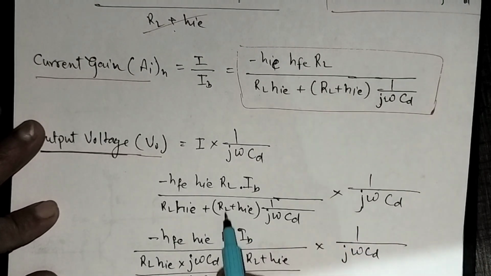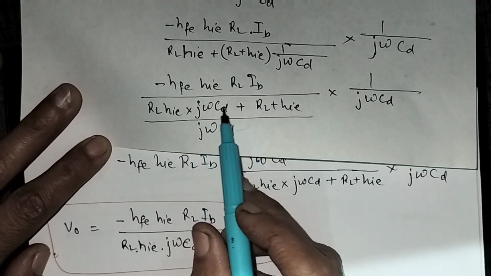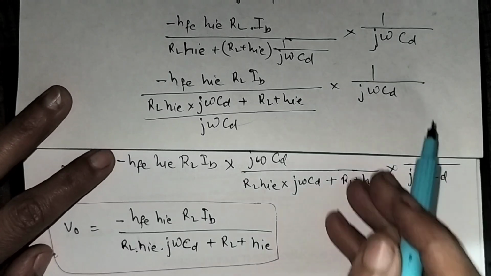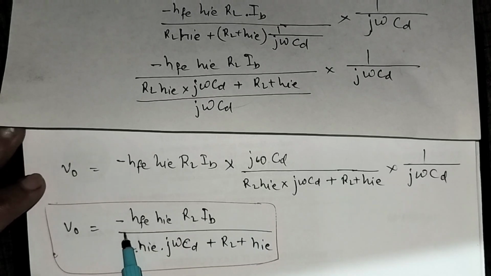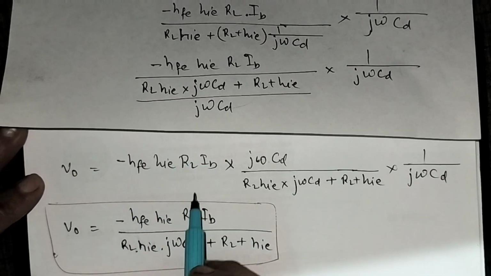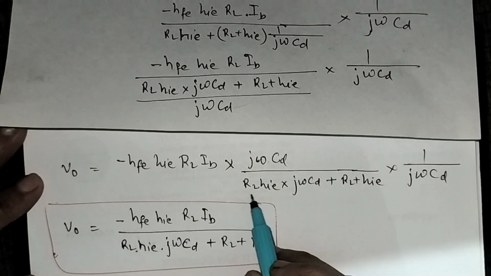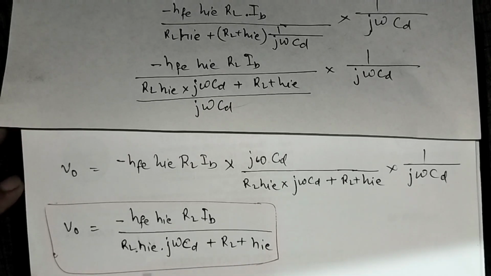Now we will solve this equation, and we can see we will take this term as the LCM and solve this. We can see here this is in the denominator, so we will make it reciprocal and solve this equation. We can see that this term and this term are equal, so it will be cancelled out, and the remaining will be minus HFE into HIE into RL into IB, and this whole term RL into HIE into j omega CD plus RL plus HIE.